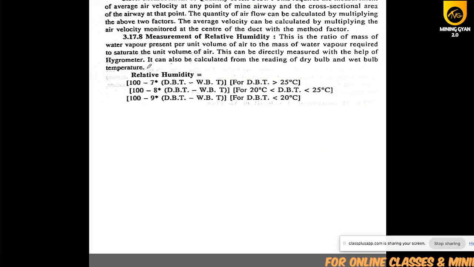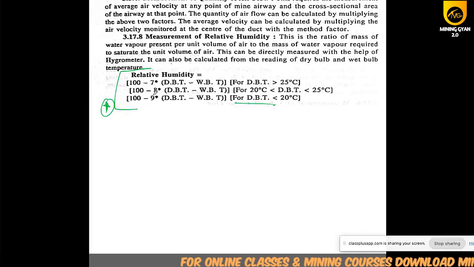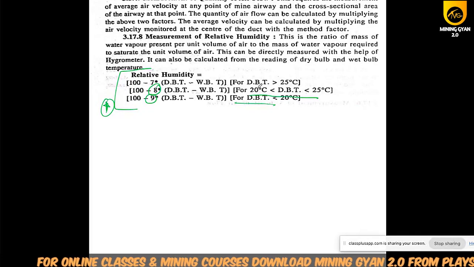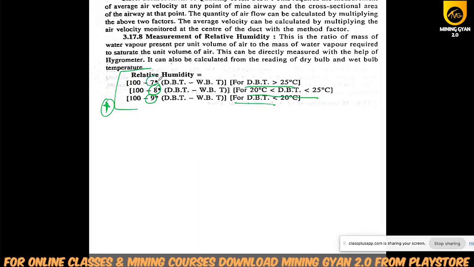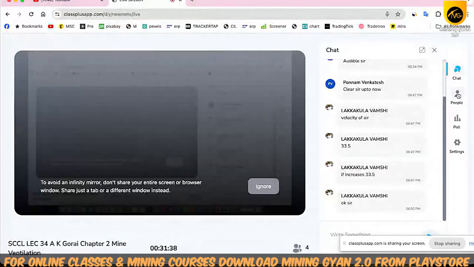And relative humidity we have already discussed. If the value is less than 20, then you will consider factor 9. If it is 20 to 25, then you will consider factor 8. And if it is more than 25, you will consider 7. So the formula is 100 minus factor into the difference of dry bulb temperature and wet bulb temperature. This will give you RH.